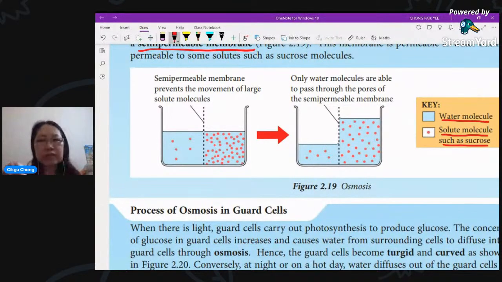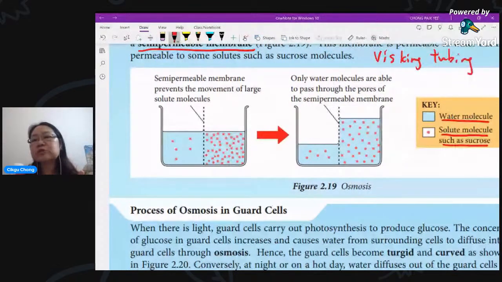A membrane can be a cell membrane, or it can be a special kind of plastic. We call it Visking tubing, the one you have in the lab. It is semi-permeable. It only allows small size molecules to move across.